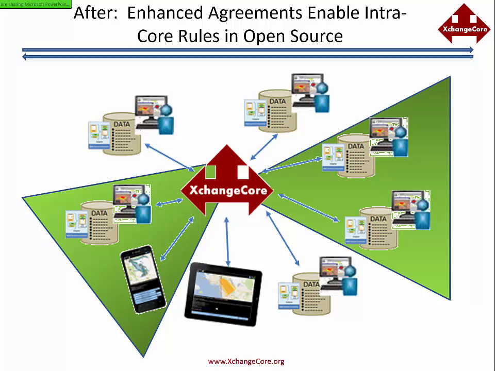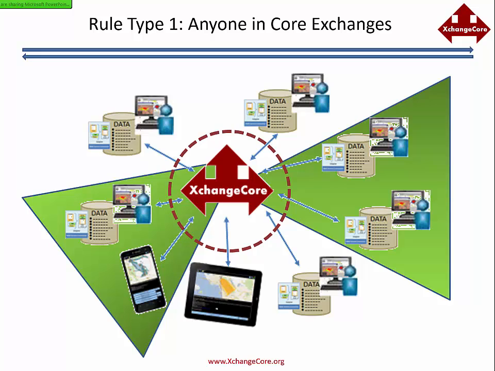What we have now, though, is the ability to create these virtual groups that are highlighted there in the green triangles. Those virtual groups now have the ability to have their own exchange agreements. So, first one, this is the same as on version 1.3.3. Anyone in a core can exchange with anybody else. You can write that rule.